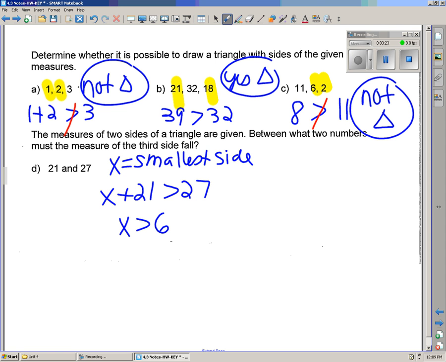Well, I can't go too big, because if I go too big, it's not going to work in my formula. So let's take the fact that we'll have x act as the largest side.